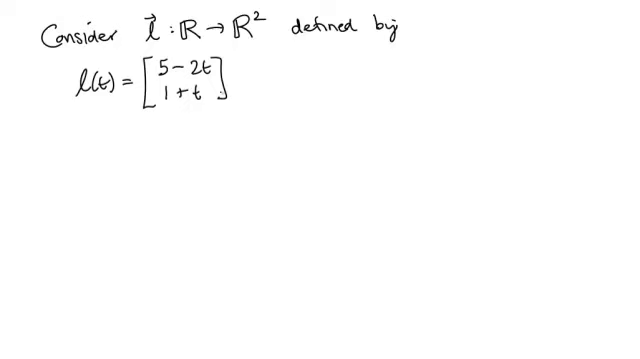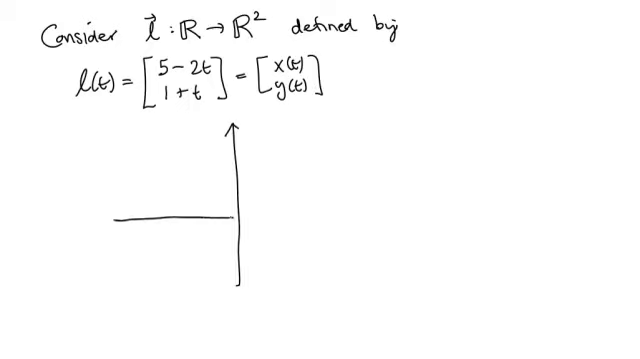Let's consider the vector-valued function defined by L of t equals the vector 5 minus 2t, 1 plus t. If you think about it, we're describing x-coordinates and y-coordinates. So this is just the same line we were looking at, x equals 5 minus 2t and y equals 1 plus t, but we're just changing our perspective. Instead of thinking of this as some generic equations of a line, we're thinking of it as a special kind of function. Now, how might we graph a function like this?